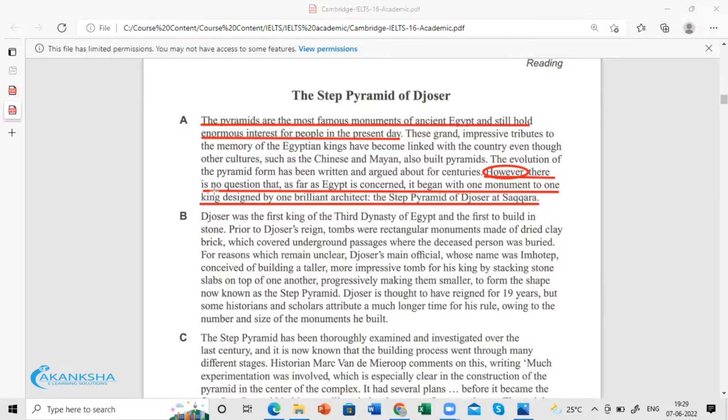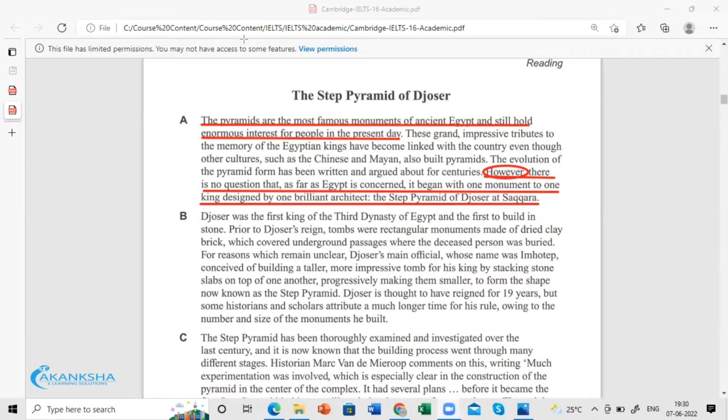Right? So there is no question. Egypt is concerned, it began with one monument. So there is no question that... So they are actually trying to tell us that it is not questioned. I mean, it is confirmed. Something is confirmed that as far as Egypt is concerned, it began with one monument to one king designed by another brilliant architect. Okay, so this is what they are trying to say.